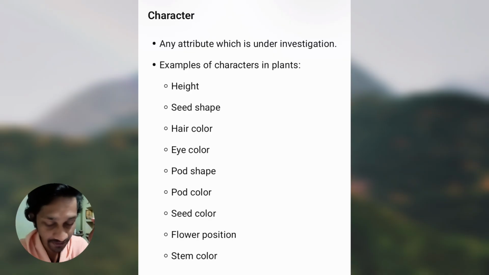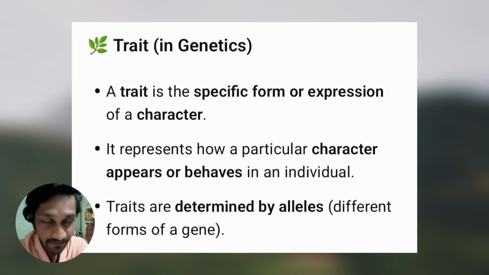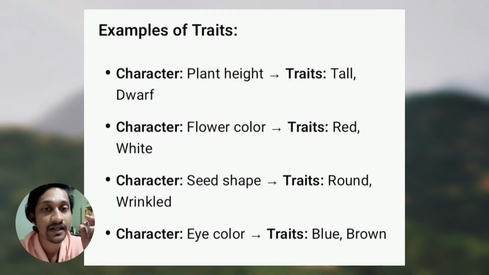Then the second term is trait. Trait is nothing but the expression of the character. Expression of that character means if you take the plant, it may be tall or dwarf, which is actually the appearance of a plant. It is either tall or dwarf. That is actually the expression of that character or behavior of that character.